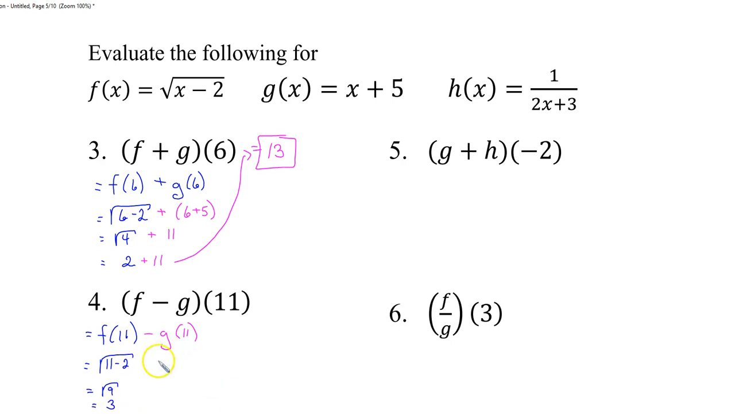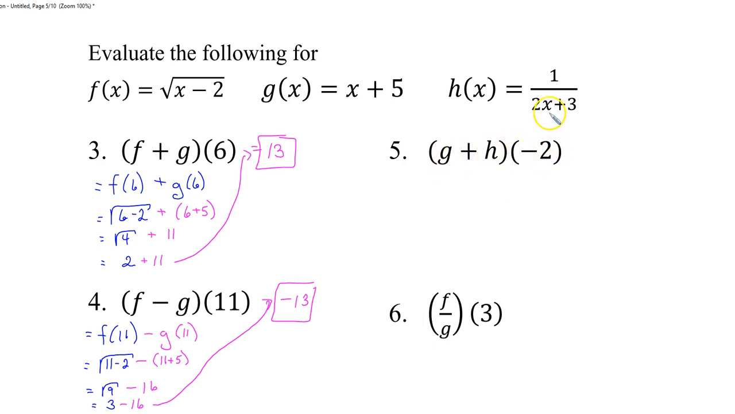And then we'll do g of 11. So g of 11 is, now I'm going to put this in parentheses, 11 plus 5. We're plugging that 11 in for x. So 11 plus 5 is 16. And so I have the square root of 9 minus 16. And so now I'm going to have 3 minus 16. And this is going to give me a value of negative 13. Just happens to be the opposite number up there. No connections.